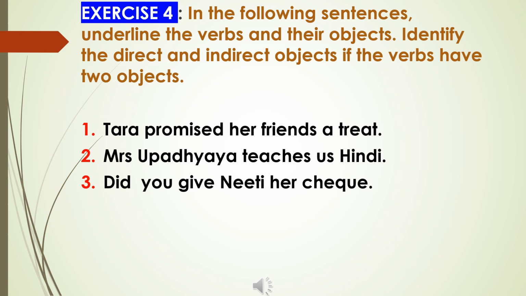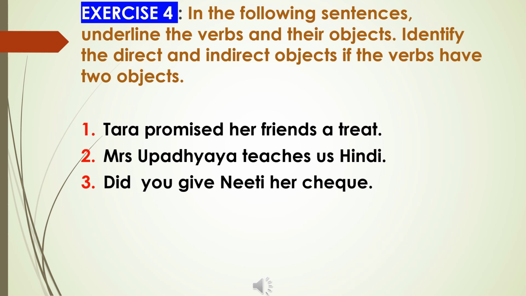Now, let us begin the exercise. First sentence, Tara promised her friends a treat. In this sentence, the verb is promised. Now, the objects are her friends, a treat. Here, two objects are there in the sentence. So, we have to find the direct object and the indirect object.